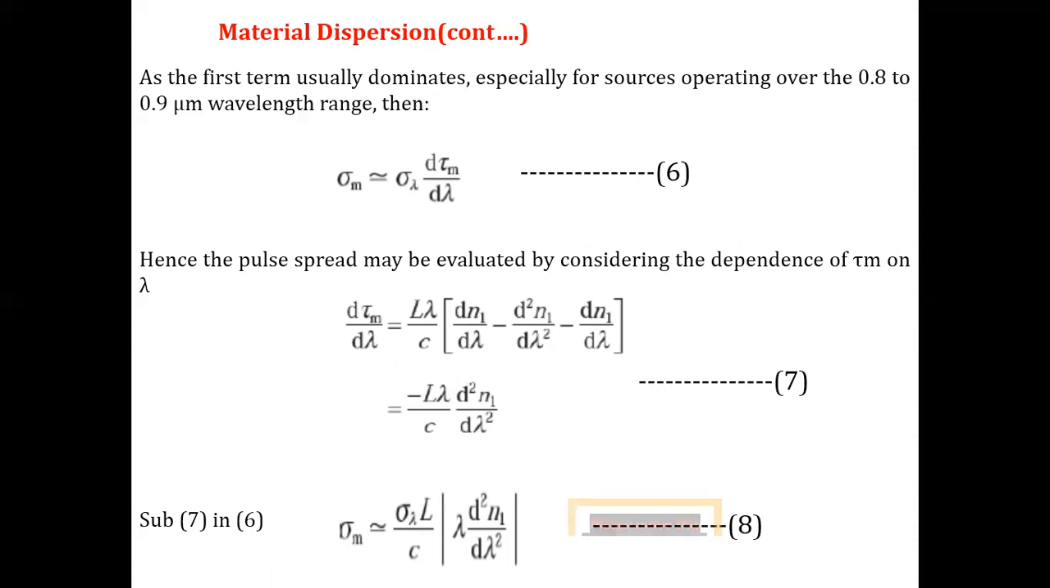So the spectral spread will be positive, or we are taking the modulus value, we will get sigma lambda L by C into lambda modulus of lambda into d square n1 divided by d lambda square. Take this as equation number 8.